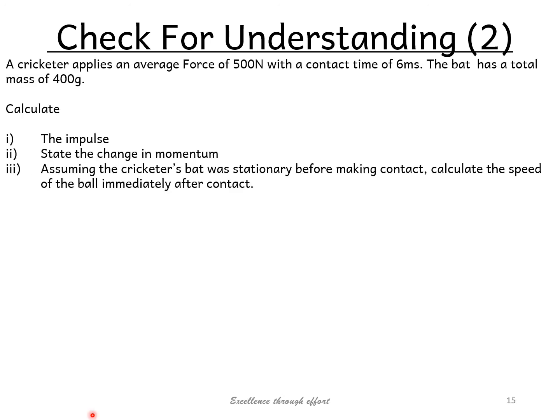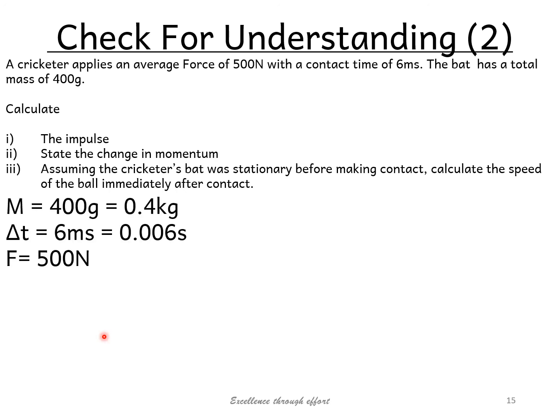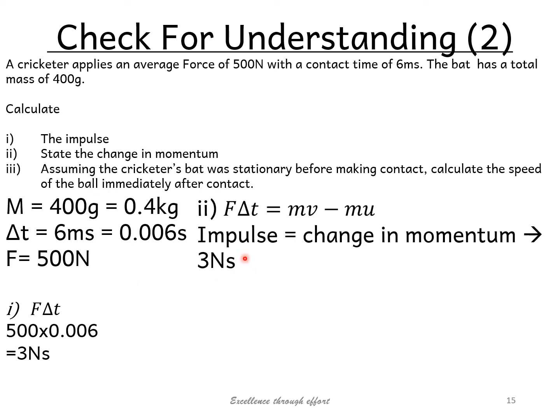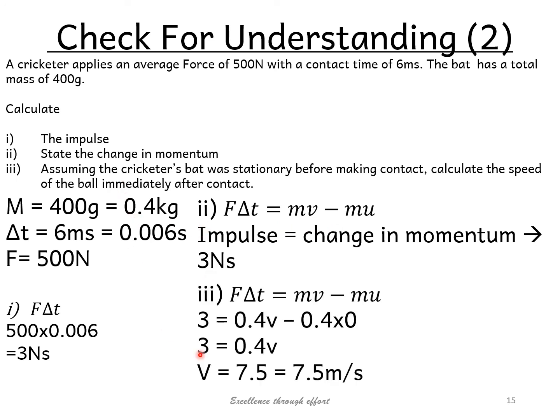Okay, so hopefully you were using your KFC technique and you wrote down what you had, and remember to convert to the correct units. So divide by 1,000 to give you kilograms, divide by 1,000 to give you seconds. And then the first one, to calculate the impulse, we do F delta T, so it's 500 times 0.006, which is 3 newton seconds. Part 2, to state the change in momentum, same as before. Impulse is the same as the change in momentum, so it's 3 newton seconds. And then finally, calculating the velocity, we plug it into our equation, rearrange it, and we should get an answer of 7.5 meters per second.